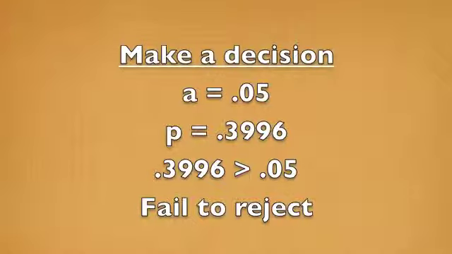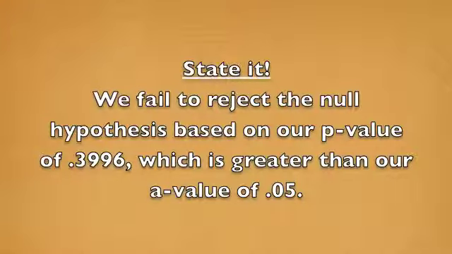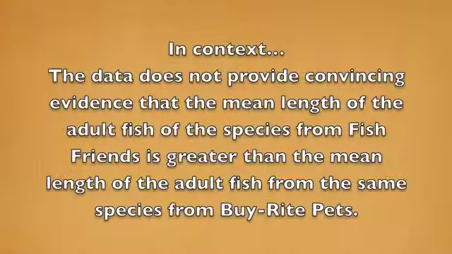So we have an alpha value of 0.05, which we have chosen, and a p-value of 0.3996, and then we're just going to compare them. In a brief statement, we can conclude that we fail to reject the null hypothesis based on our p-value of 0.3996, which is greater than our alpha value of 0.05. In context, this means that the data does not provide convincing evidence that the mean length of the adult fish from Fish Friends is greater than the mean length of the adult fish from Buy Right Pets.